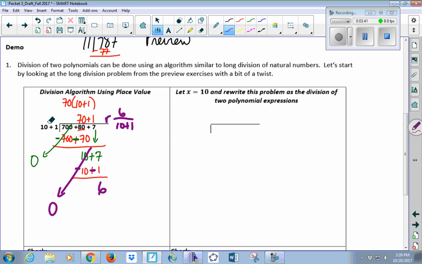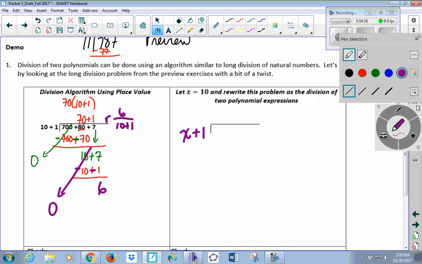All right, so how do we turn this into an algebra problem? Well, let's see, everywhere we see a 10 here, we're going to replace it with x. So now our divisor becomes x plus 1, because we're going to replace 10 with x.